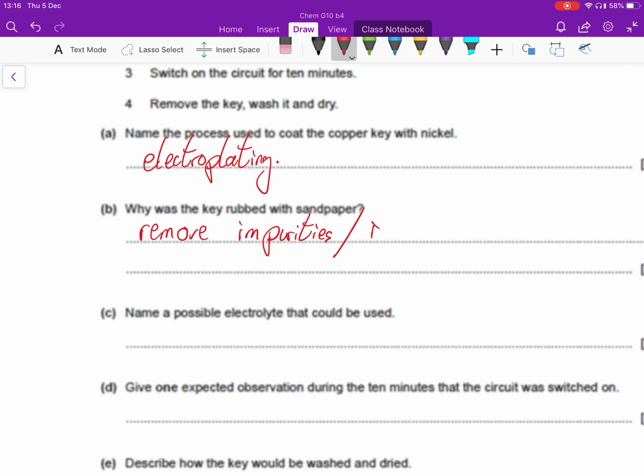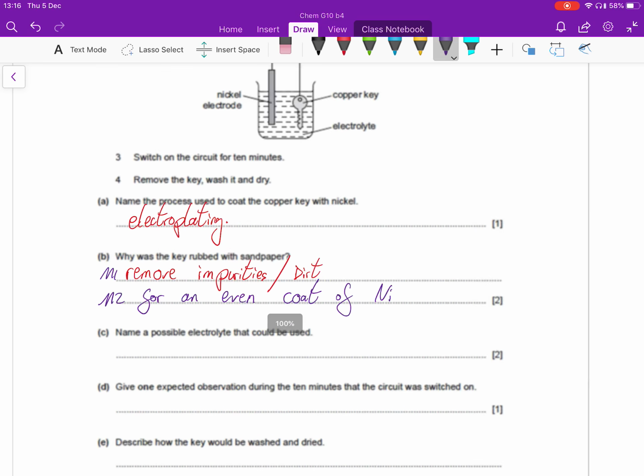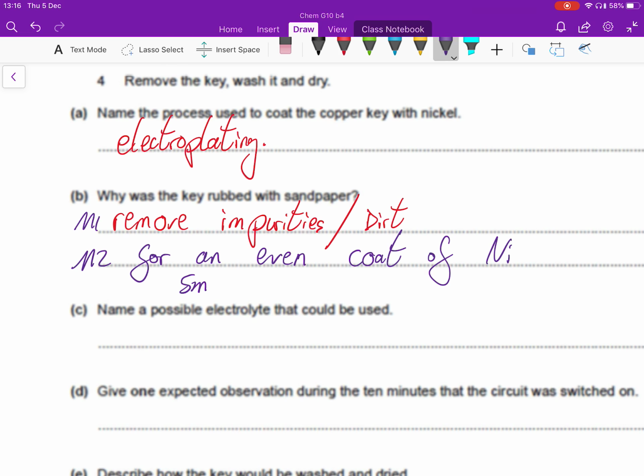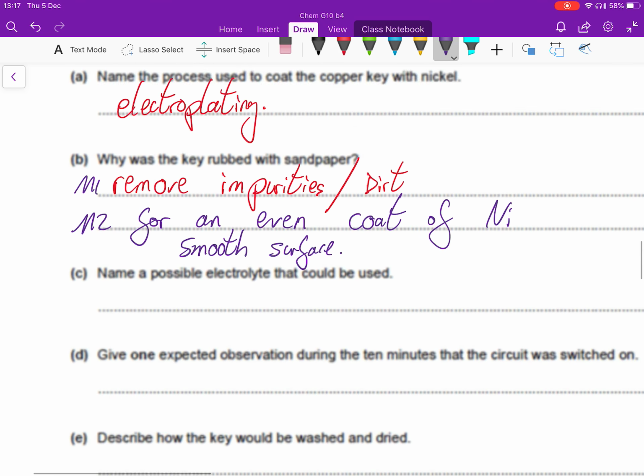Remove impurities or dirt. And then the second mark, mark 2, is to say for an even coat of nickel. So by using sandpaper, we make the surface of the key very smooth, and this allows for a nice smooth layer of nickel. Smooth surface.